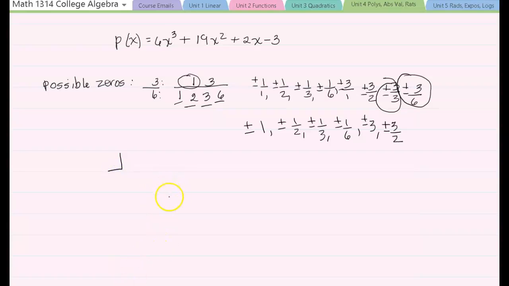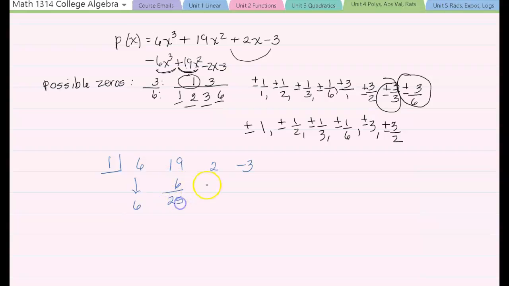Let's set up the synthetic division for our problem. Here's our small box, and the coefficients of our polynomial are 6, 19, 2, and -3. Let's see what happens if we pick the number 1. Put this into our synthetic division setup, bring down the 6, multiply 1 times 6 and write 6 under the next number, add, and we get 25. Multiply 1 times 25 and we write down 25 under the next number, and we add to get 27.